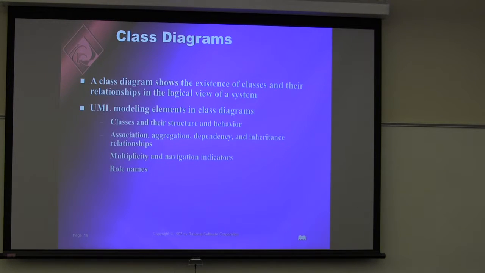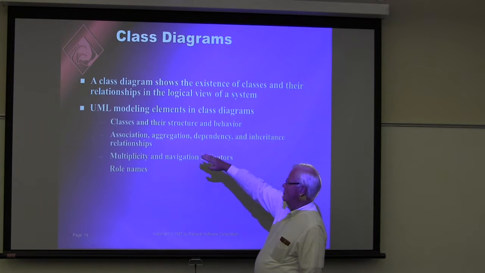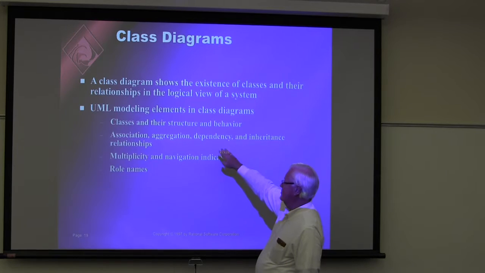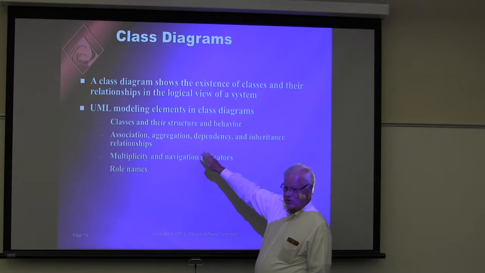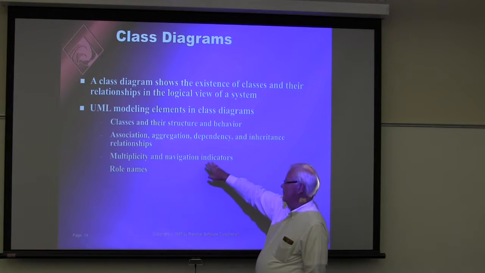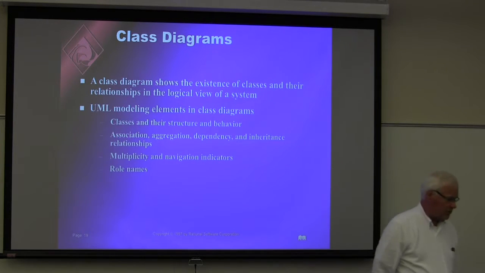So, a class diagram shows the existence of classes and their relationships, not course classes. Classes of things, we're going to talk about classes here, and their relationships and logical view of a system. UML modeling elements in class diagrams: classes and their structure and behavior. We're going to look at association, aggregation, dependency, and inheritance relationships. And these now have to do with some of the symbols that we use in UML. The multiplicity and navigation indicators, we're going to use those, and the role names. So let's look at the next one.